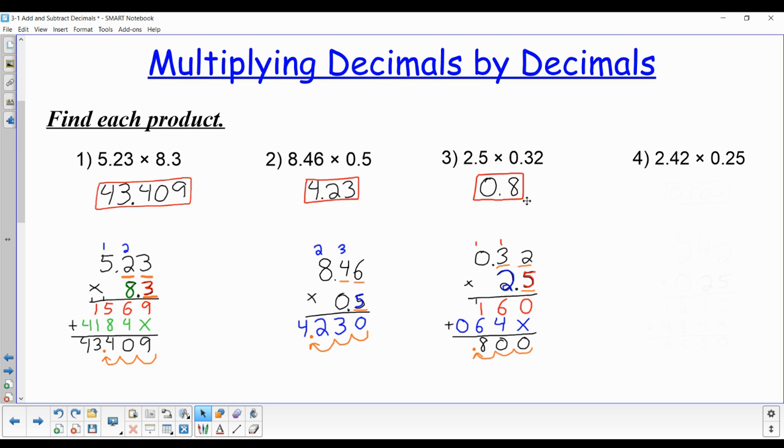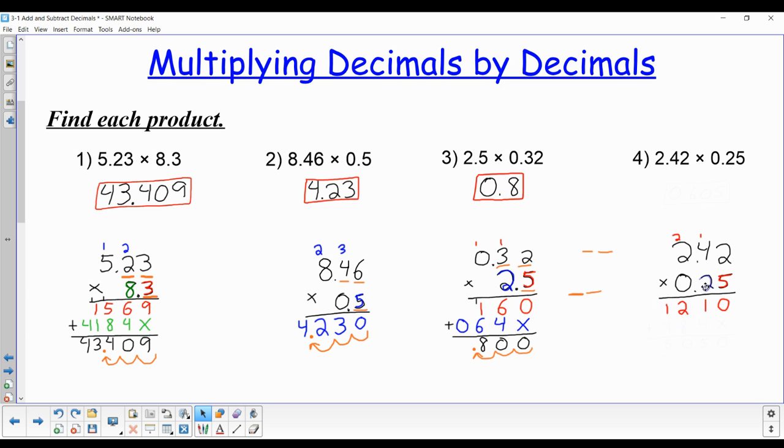For the last problem that I'm going to do, I'm going to write the longer number first, 2 and 42 hundredths times 25 hundredths. Sorry about that. And we multiply, just like we normally would. I'll multiply the 5 first. 5 times 2 is 10, carry the 1. 5 times 4 is 20, plus 1 is 21, carry the 2. And 5 times 2 is 10, plus the 2 makes 12.